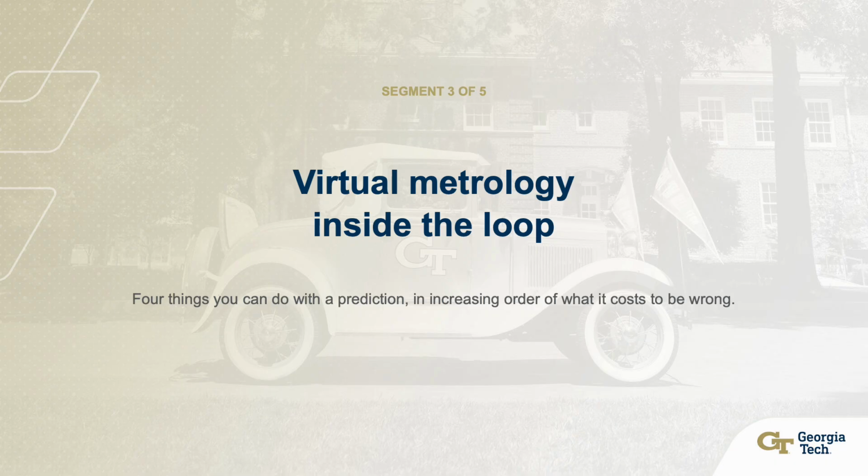Segment 3. Virtual metrology inside the loop. 4 things you can do with the prediction. I have ordered them by what it costs to be wrong, and I want you to deploy them in that order because each one earns the right to the next.